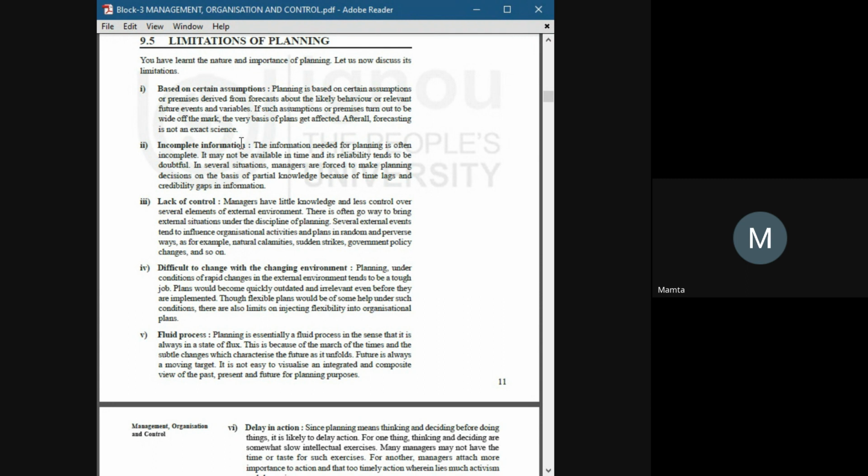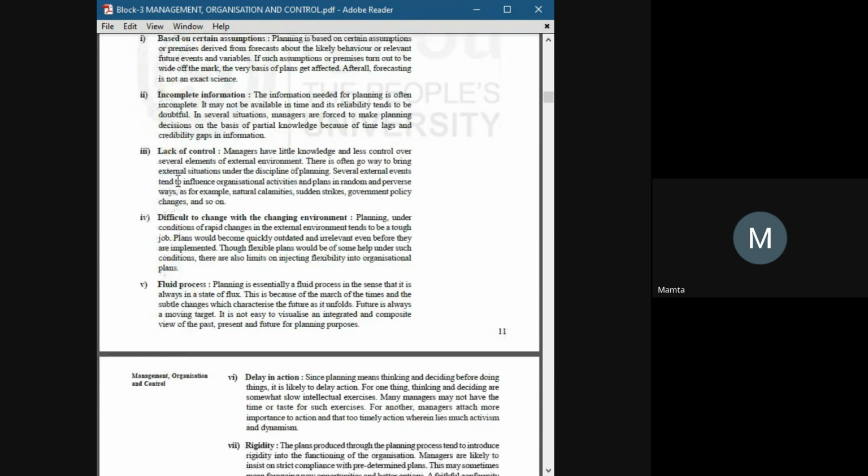Incomplete information. Because it is based on assumption, we do not know what is going to happen in the future. The information needed for planning is often incomplete. It may not be available in time, and its reliability tends to be doubtful. In several situations, managers are forced to make planning decisions on the basis of partial knowledge because of time lags and credibility gaps in information too.